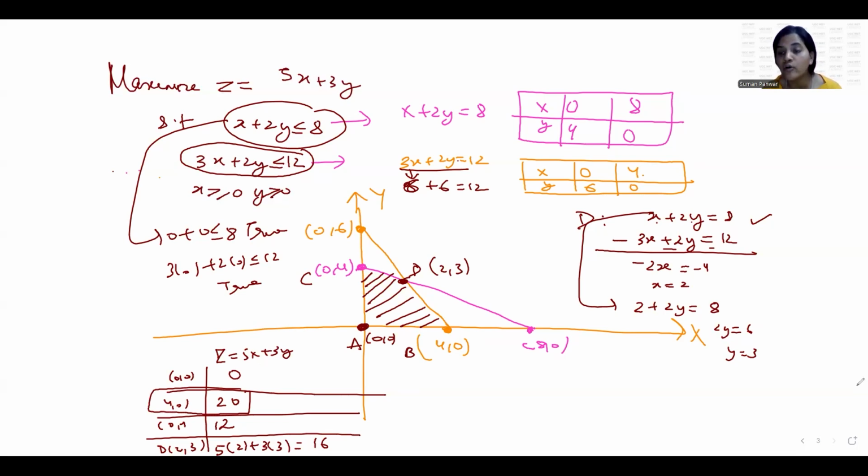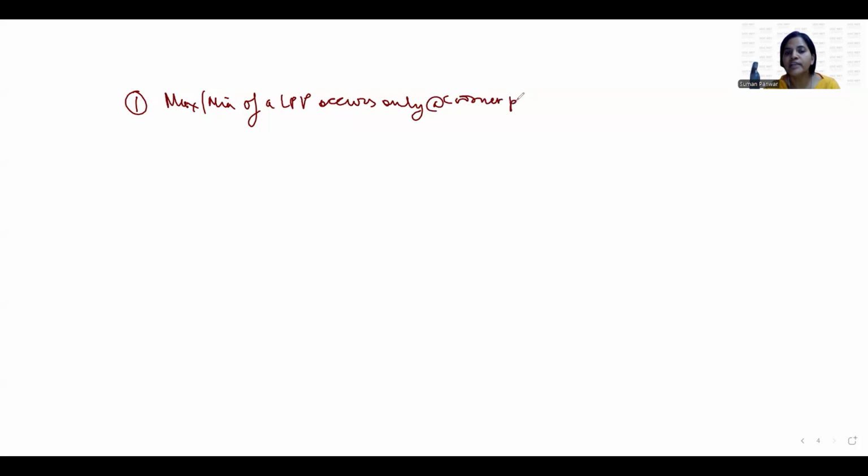You should know what are non-negativity constraints. You should know what is basic feasible region. You should know what you mean by an objective function for MCQs. Okay, the definition has to be very, very clear. Now, what are the notes? The first note is that maxima or minima of an LPP occurs only at corner points. So therefore, we are calculating the corner points.